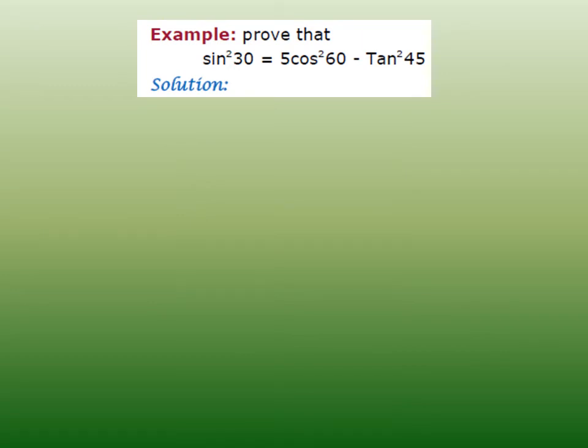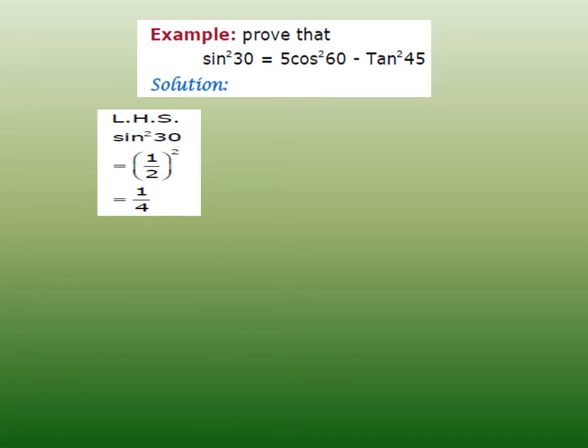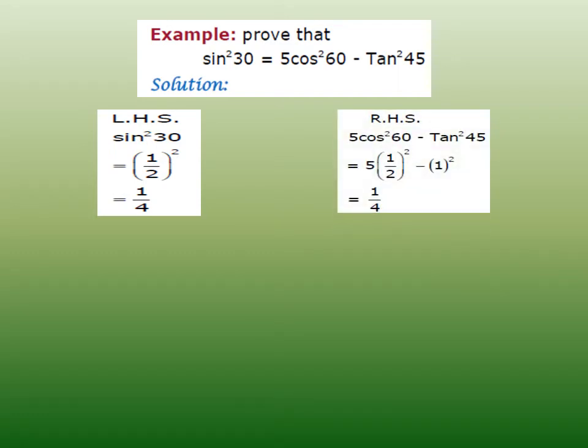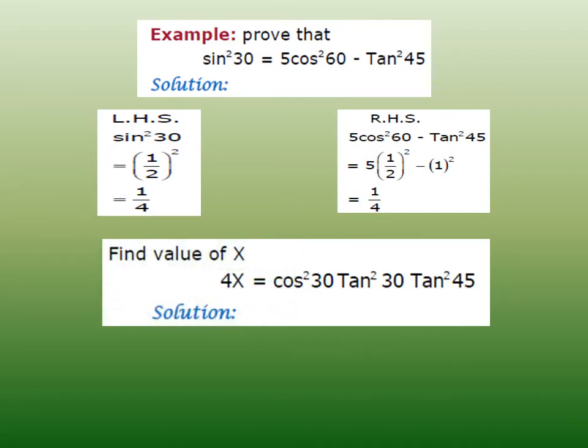Example, prove that sine squared 30 equals 5 cosine squared 60 minus tan squared 45. Solution. The left hand side, sine squared 30 equals half to the power 2 equals quarter. The right hand side, 5 cosine squared 60 minus tan squared 45 equals 5 multiplied by half squared minus 1 squared equals 1 over 4 or quarter. Then the left hand side equals the right hand side.